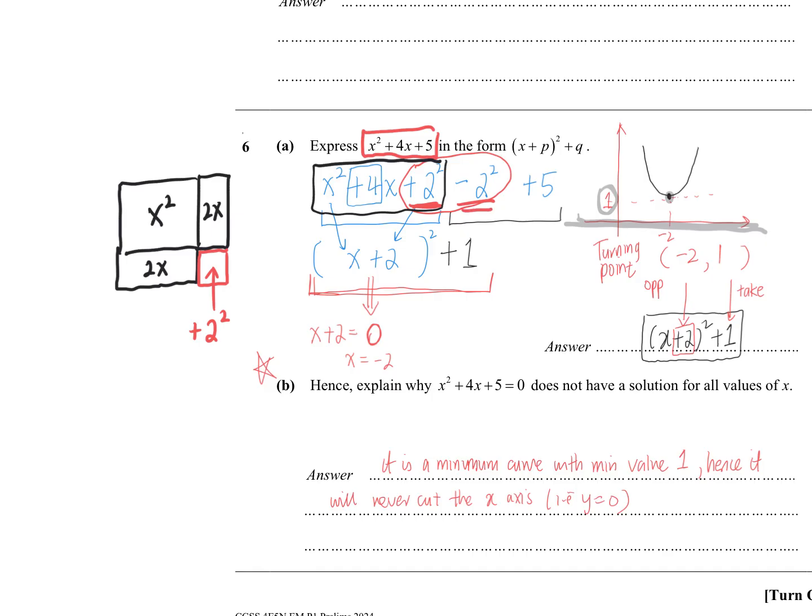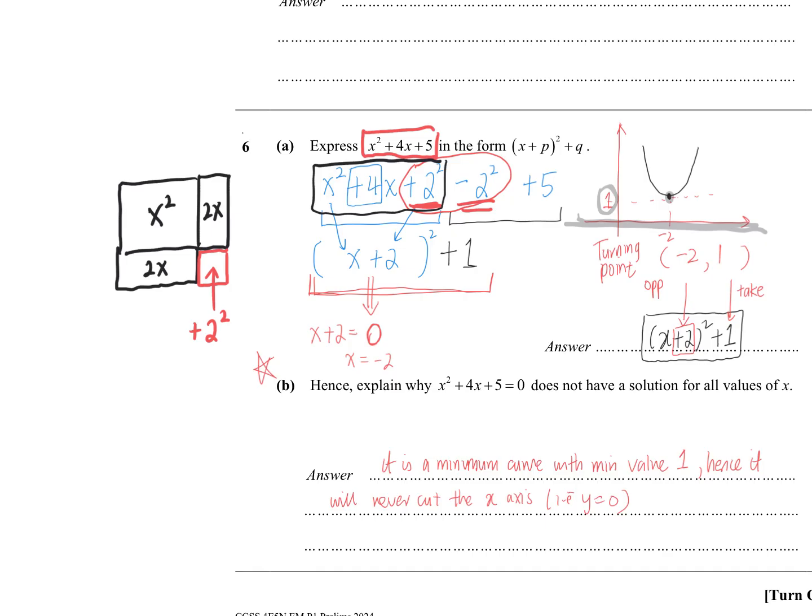But if you cannot remember, just remember the procedure of what we are doing. This little square that we add in is always half of this number, because you want this tiny square. When you add this square, you must subtract it away because you don't want to change the expression.